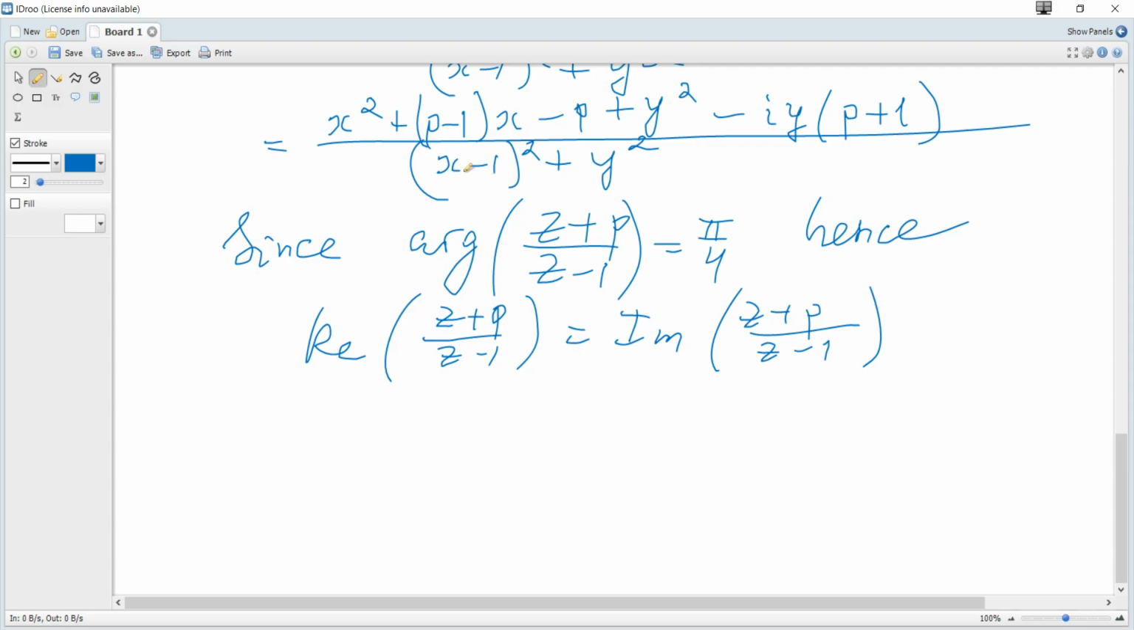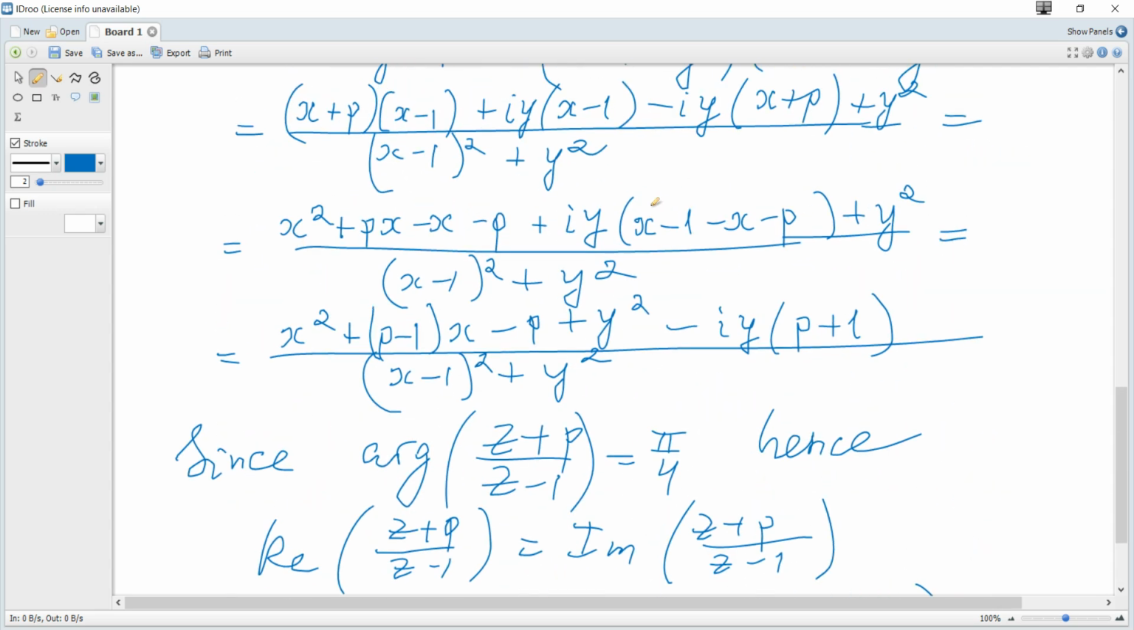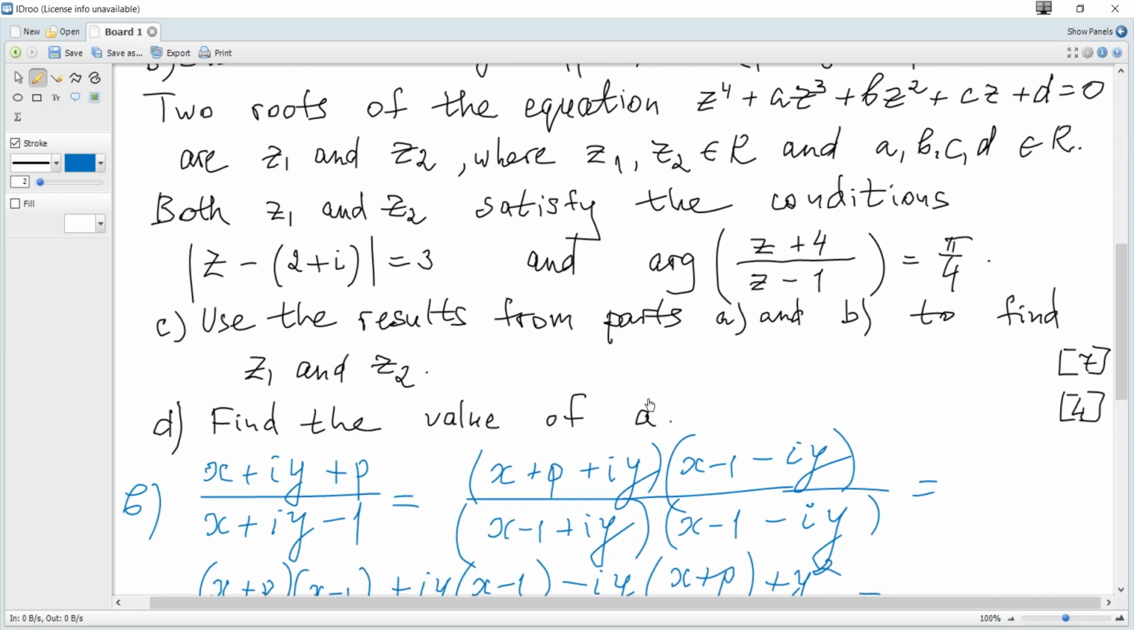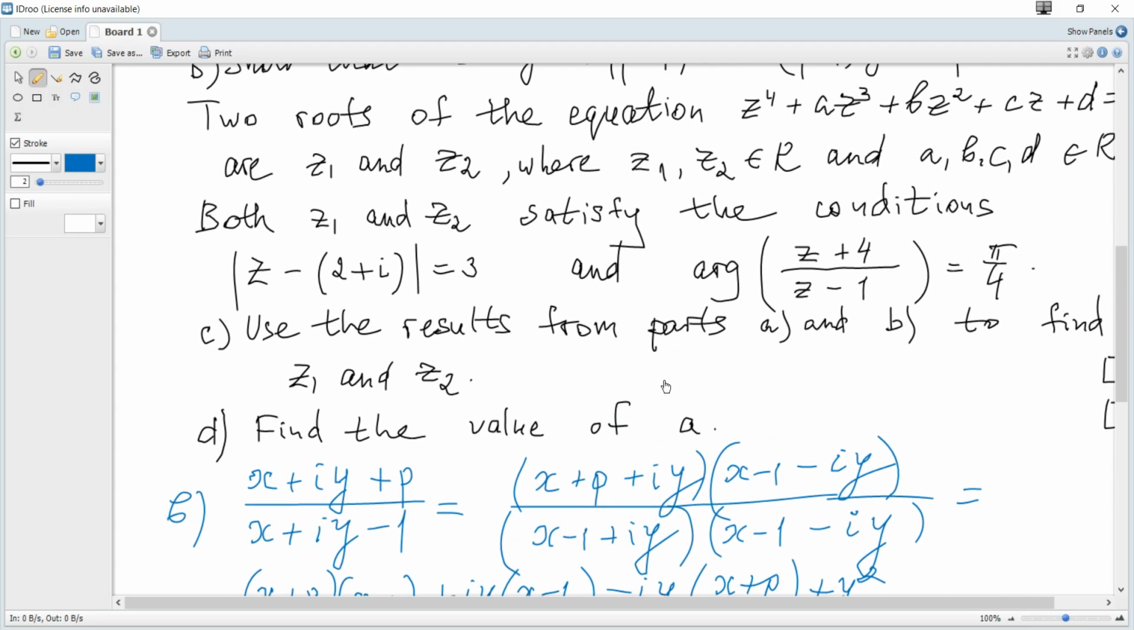And notice that there will be the same denominator, and when you equate it just cancels, so we can equate without the denominator. So it becomes x squared plus (p minus 1)x minus p plus y squared is equal to negative y multiplied by (p plus 1), so it becomes x squared plus y squared plus (p minus 1)x plus (p plus 1)y minus p is 0. Let's check. (p minus 1)x plus (p plus 1)y and minus p. Correct.